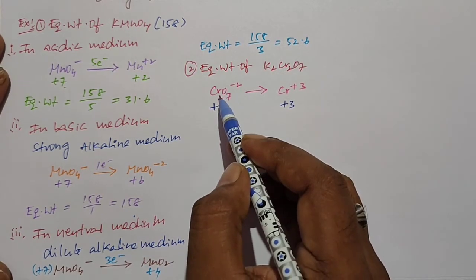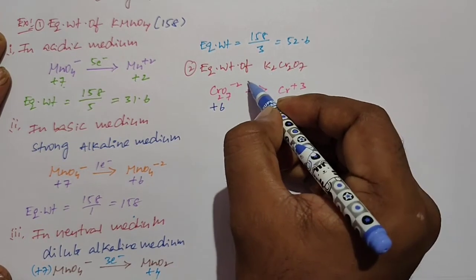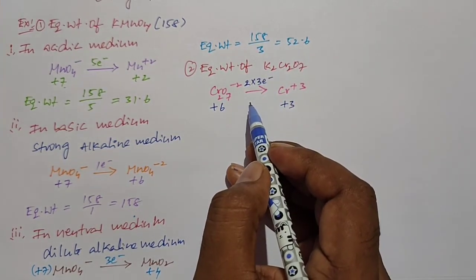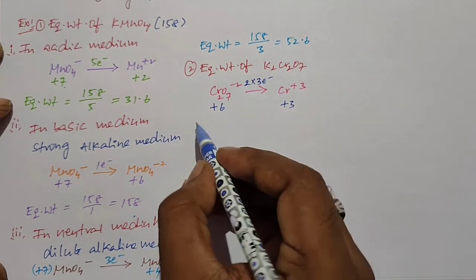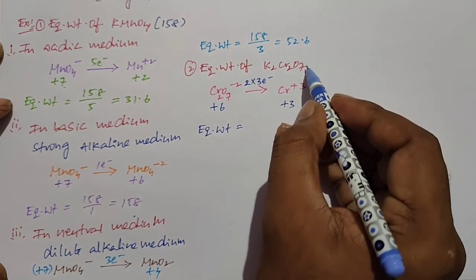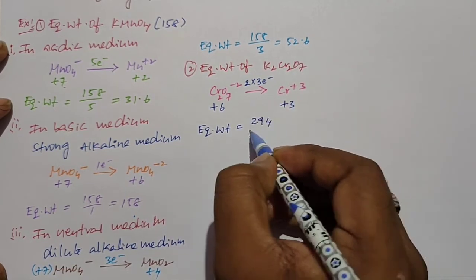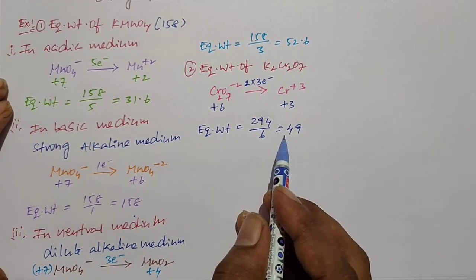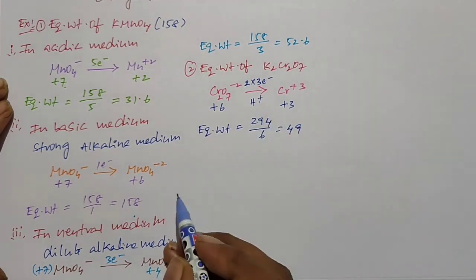So here 2 chromium atoms are there. For 1 chromium 3 electrons, for 2 chromiums 6 electrons. So 2 into 3 electrons. So the total number of electrons gained for the compound is 6. So equivalent weight for potassium dichromate, molecular weight is 294. So 294 by 6, then we get 49. So this is the equivalent weight of potassium dichromate in acidic medium. This takes place in an acidic medium.